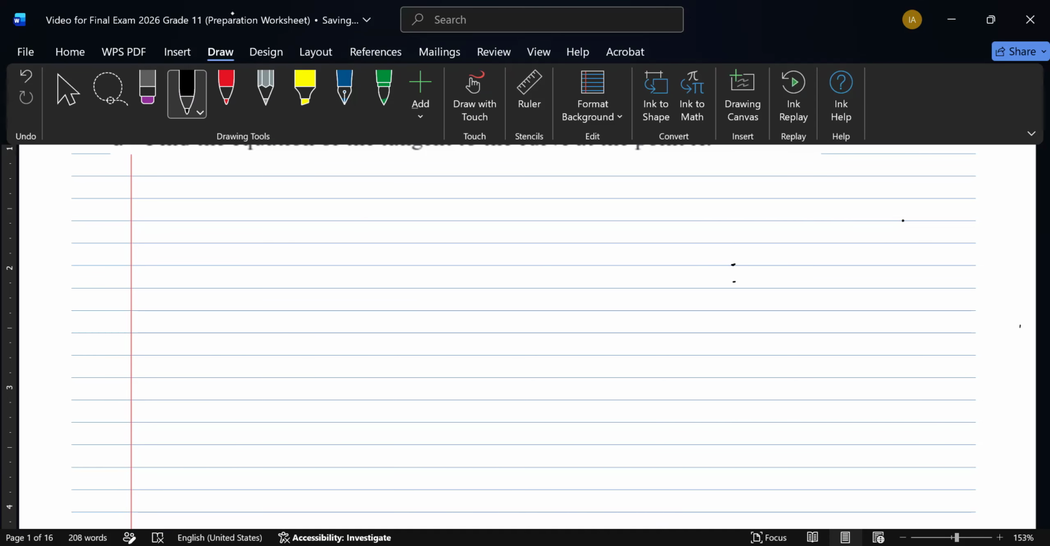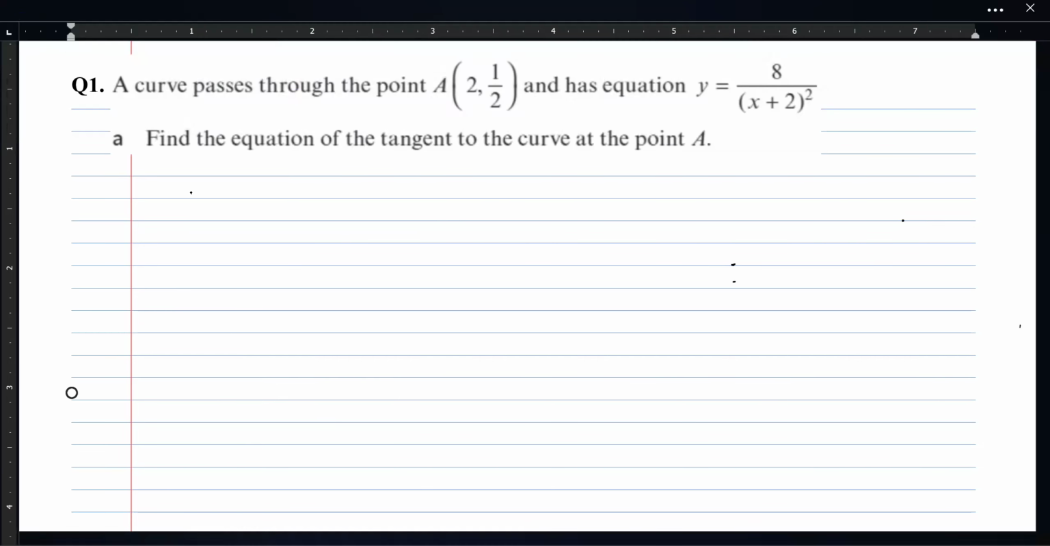Today we are starting a new topic, differentiation worksheet. In this worksheet, we will discuss questions from differentiation and questions from integration as well. So starting with the first question, as you can see on the board, we have a curve that passes through the point A (2, 1/2), and there is an equation of this. Find the equation of the tangent to the curve at the point A.